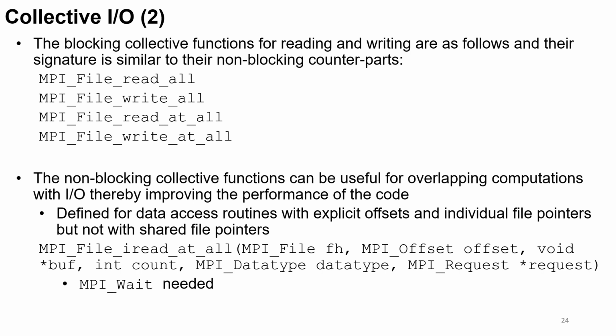And these are defined for data access routines with explicit offsets and individual file pointers only. These are not defined for shared file pointers. Anyways, we're not covering shared file pointers in this tutorial, but I just wanted to mention this as a side note. And please note that when we are using the non-blocking collective function calls, we should remember to call the MPI wait function at appropriate places for synchronization and for guaranteeing that we get accurate results.